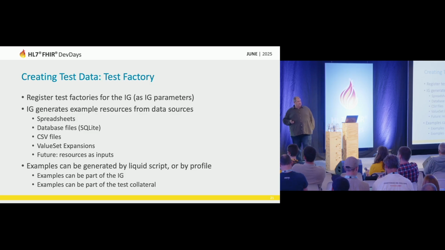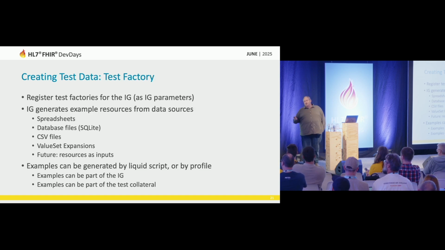The next thing we can do is create test data. So this is to register test factories for the IG, and then the test factories can produce lots of resources from spreadsheets or from database files or CSV files and some other weird cases. And then the examples, you either generate the examples with the liquid script, so you have total control over the examples. So you just feed it 50,000 rows in a spreadsheet, and bingo, you have 50,000 resources. Or you can actually generate them by profile. So you can just say, hey, fill out an example of this profile.